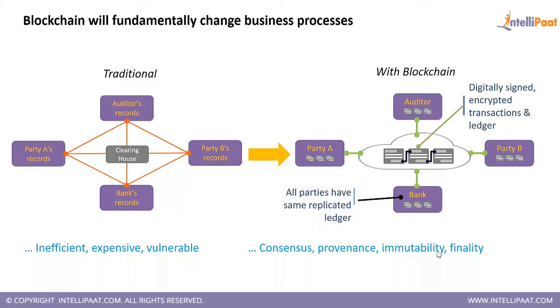Okay, immutability means once the transaction is committed, it stays as is. You cannot update, you cannot delete a transaction. It is tamper proof. Finality means once the transaction is committed, the asset cannot change its state.